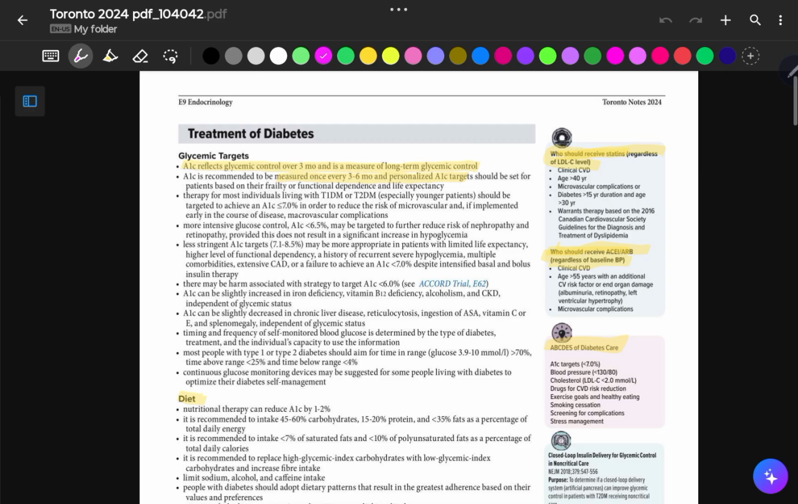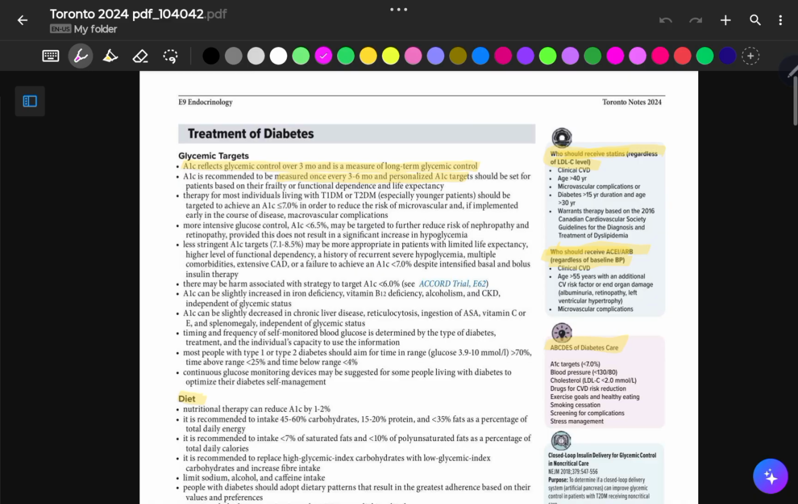Next, we can talk about treatment of diabetes. So first, we're looking at glycemic targets, right? Your HbA1c reflects your glycemic control over 3 months. So it's a measure of long-term glycemic control. When you're doing your A1C 3 monthly, it reflects how controlled your glucose has been for that period of 3 months. So it shows long-term glycemic control. How controlled have you been in the long term?